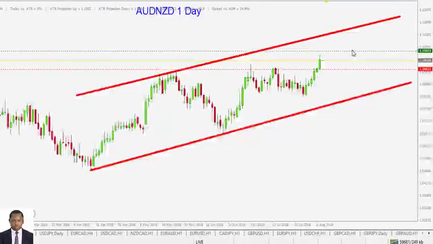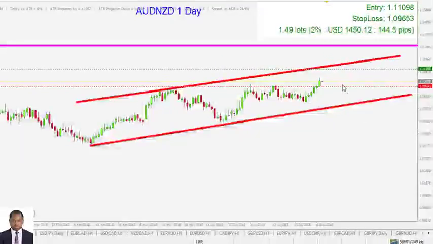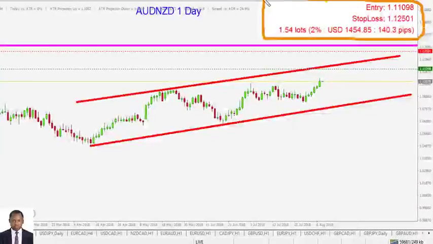Okay, so my entry should be somewhere close to the red line. My stop loss somewhere above the red line. I'm risking 2%. These are the entry parameters. You can see that clearly. These are the entry parameters right there. The entry level, that's it. Stop loss level, that's it.